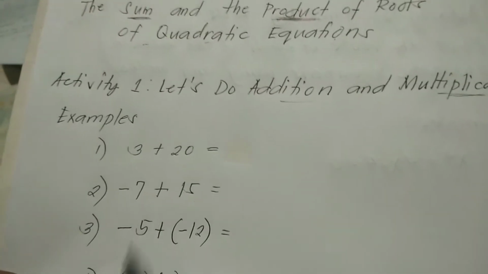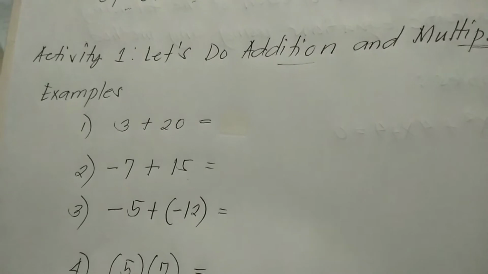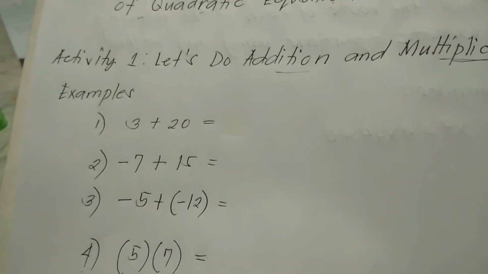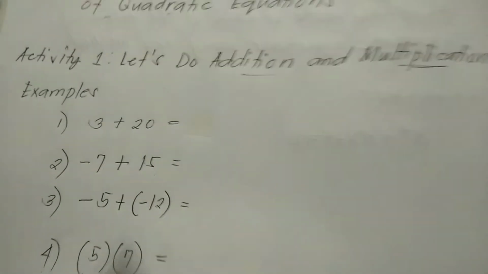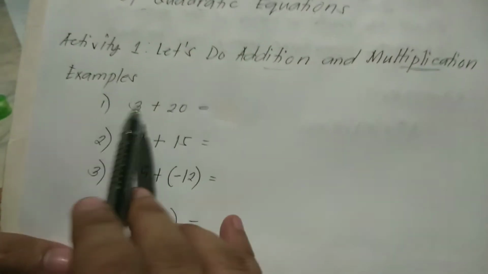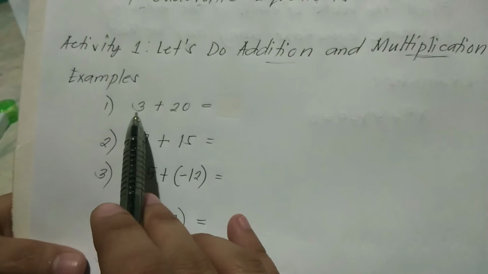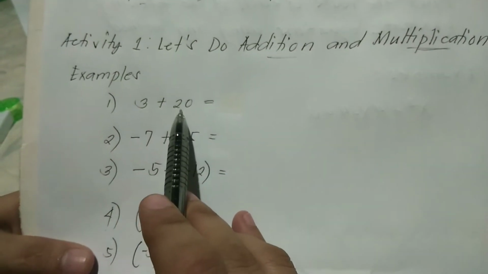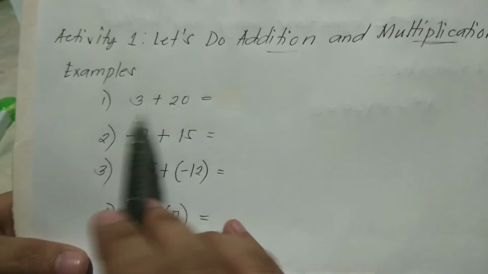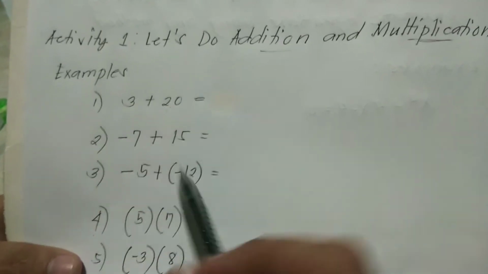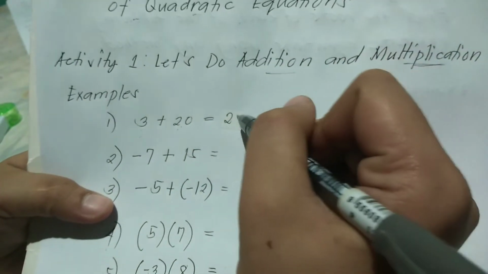multiplication of integers. So, pag sinabi natin integers, those are positive and negative. So, example number 1, positive 3 plus positive 20, para silang positive, so we add them. 3 plus 20 is 23.